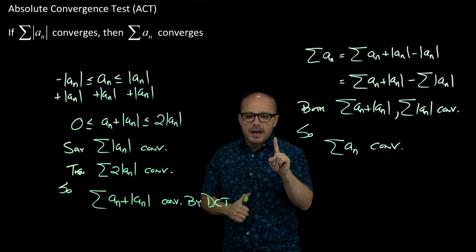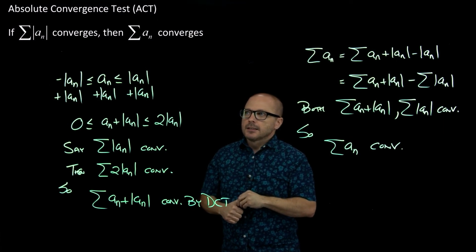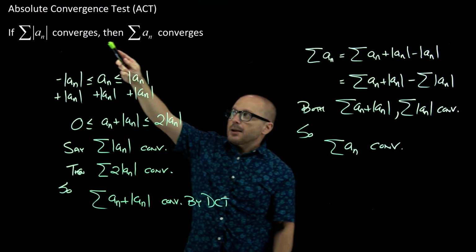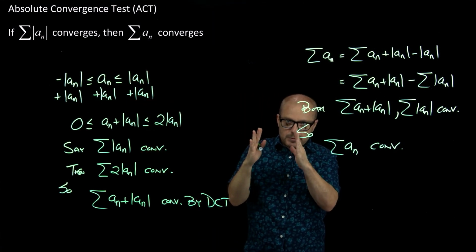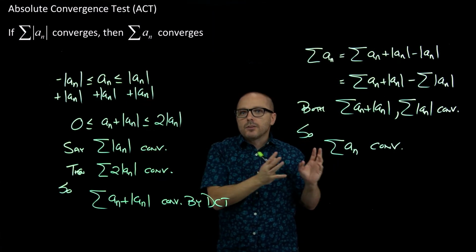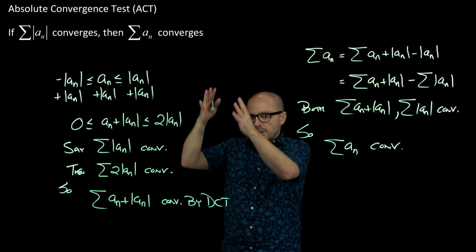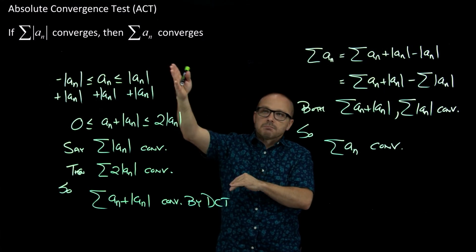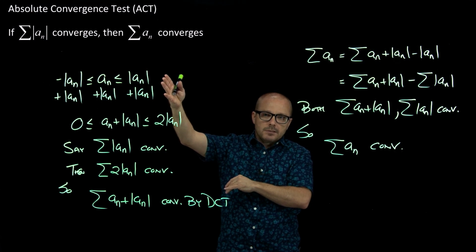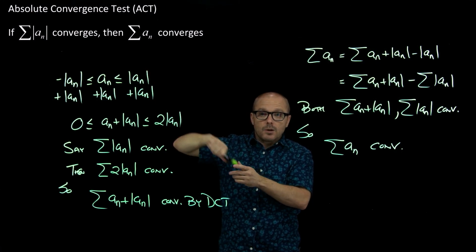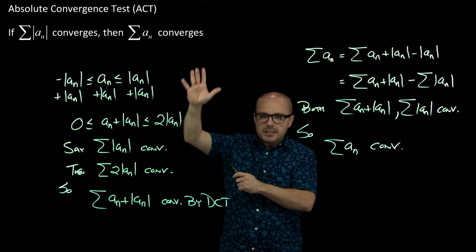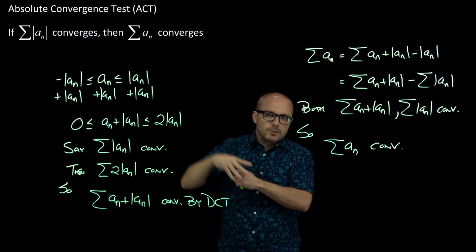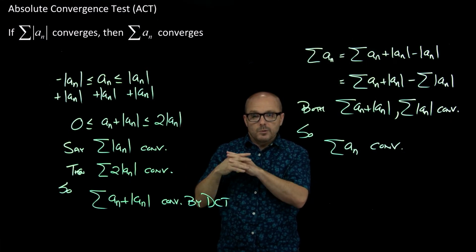So keep in mind, in using ACT, if you take the absolute value of the terms of your series and it converges, then you know the original series converges. If you take the absolute value of the terms of your series and that series diverges, this theorem says nothing. So you've got to try something else. So don't make that mistake. This test will only tell you convergence, or it'll be inconclusive.